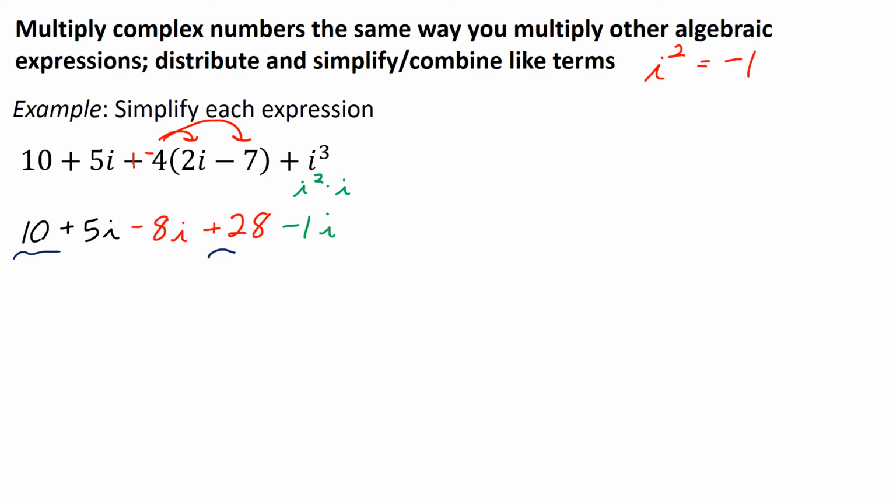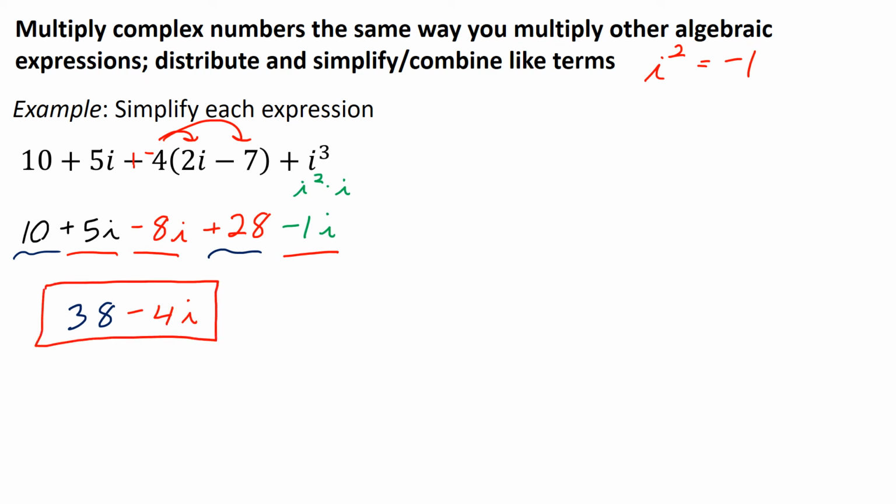And now we could combine like terms. The 10 plus 28 is 38. And then we have negative 5i minus 8i minus 1i. They're all like terms. Combine the leading coefficients and we get negative 4i. And just remember to always write your final answer with the real part first and then the complex part.